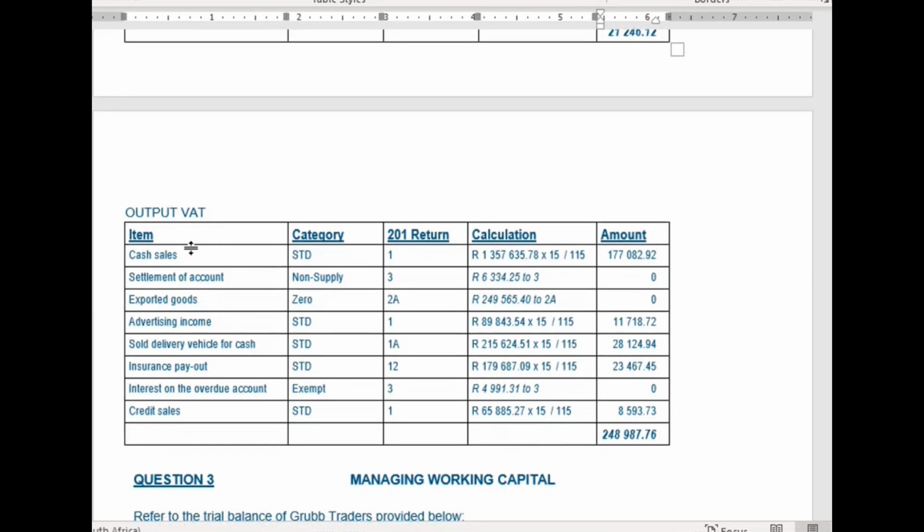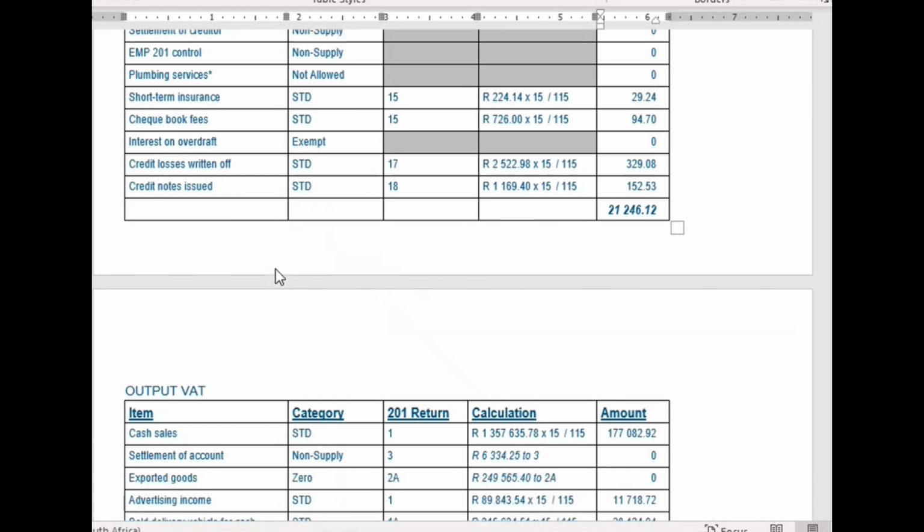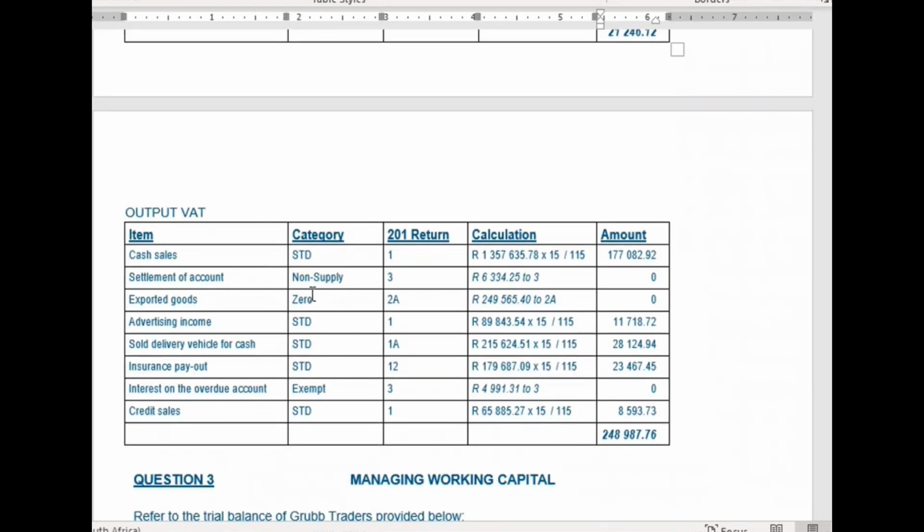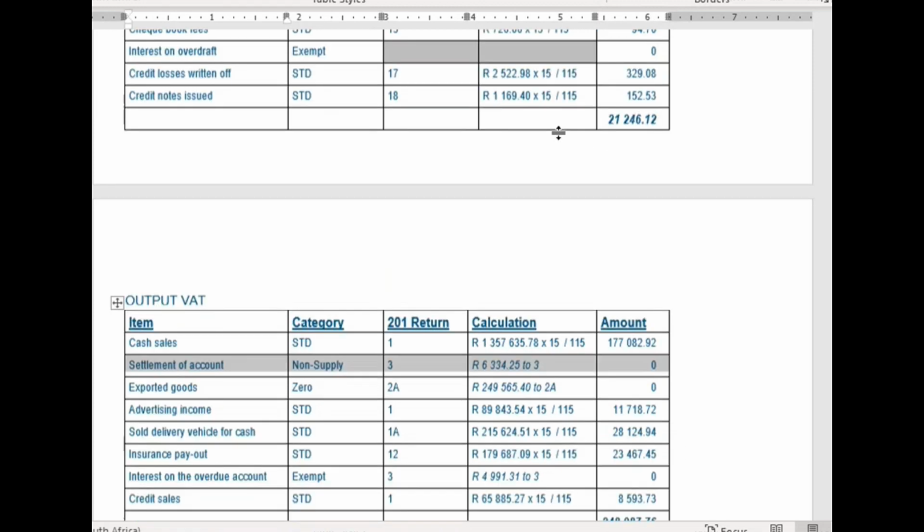Then we go and we look at our output VAT. Okay, and what we do is we will say, okay, cash sales is standard and output VAT, that is section 1. Cash sales or sales will just be section 1. Doesn't matter whether it's credit or cash sales, it will be section 1 on the 201 return. Settlement of an account, okay, is 0.